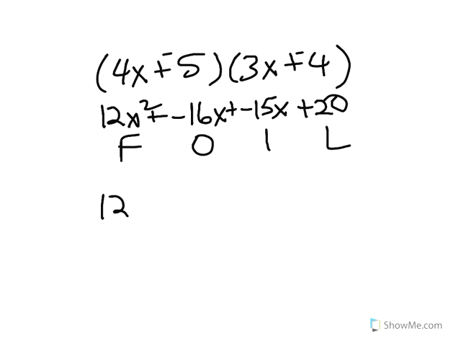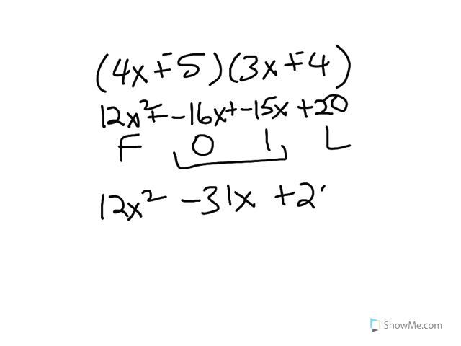For our first term, we're still going to have 12x squared. There are no other square terms. We have two like terms in the middle, negative 16x plus negative 15x, which is negative 31x, and then we have plus 20.